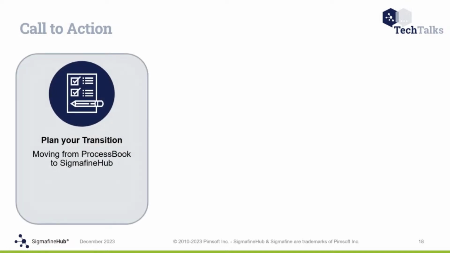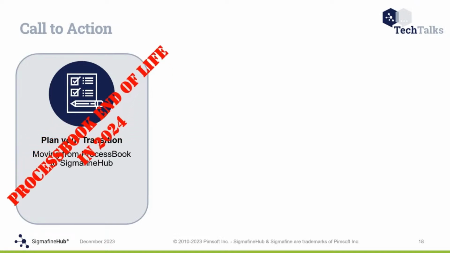Again, plan your transition from Process Book to SigmafineHub, and bear in mind also that Process Book end of life is in 2024. As a matter of fact, I think it's the end of 2024. So OSIsoft, Aveva, they won't support it anymore. Although the software itself will continue to work. There is no expiry date on the software itself, but it won't be supported by the manufacturer.